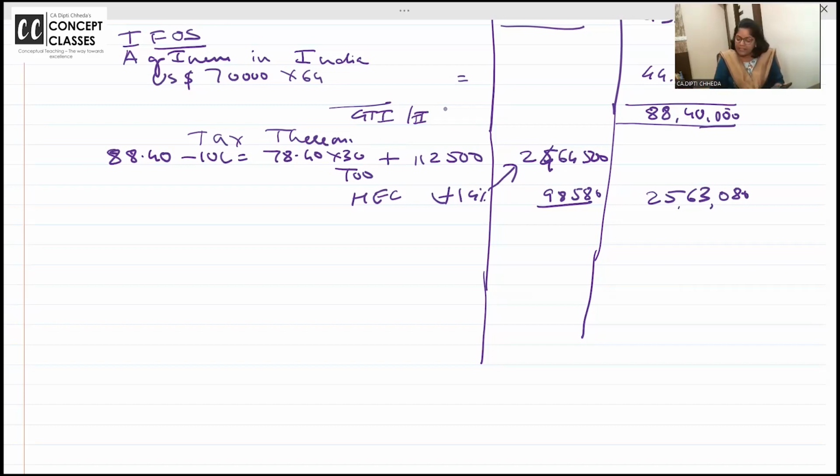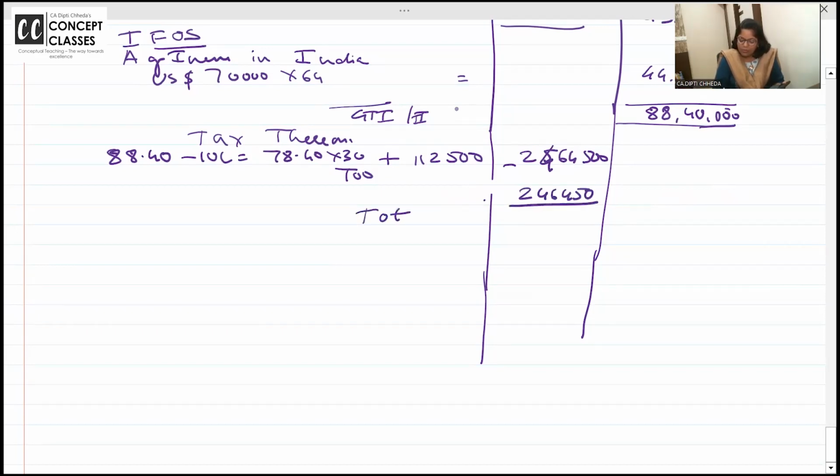2464. Oh, yes. If the income crosses 50 lakhs, we need to take the surcharge also. So surcharge we will take at the rate of 10%. Yes. 246,450. Now what you get?